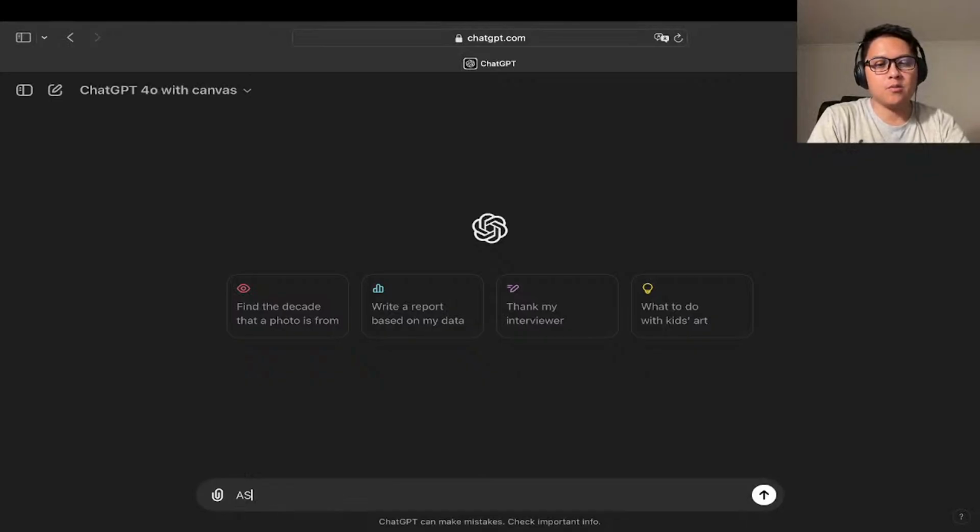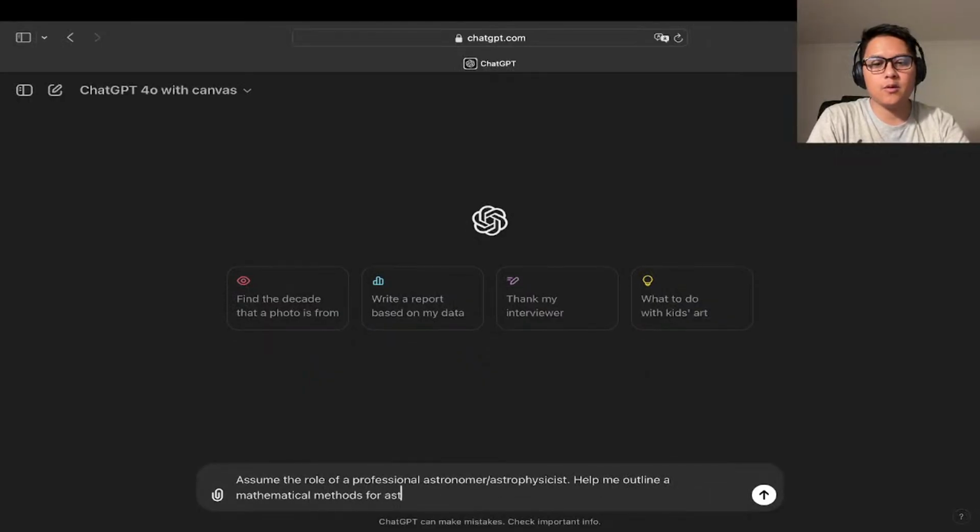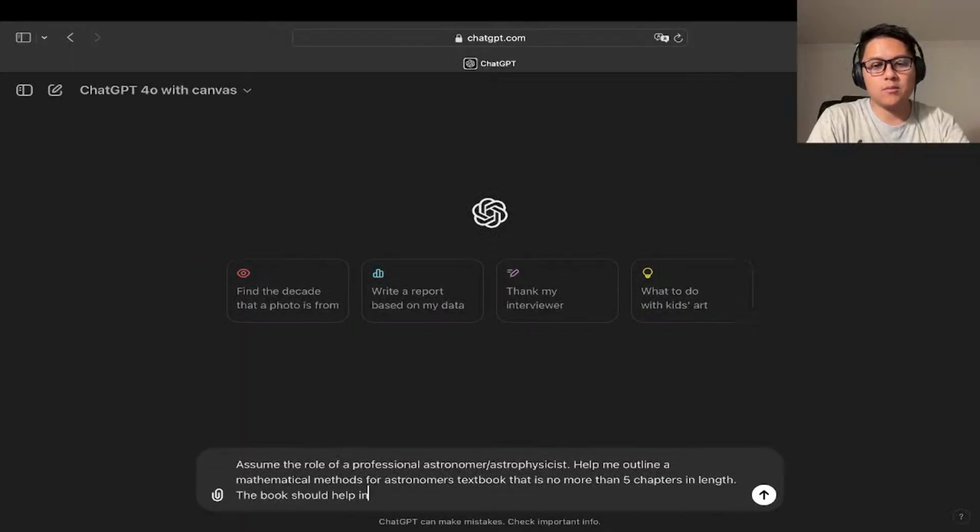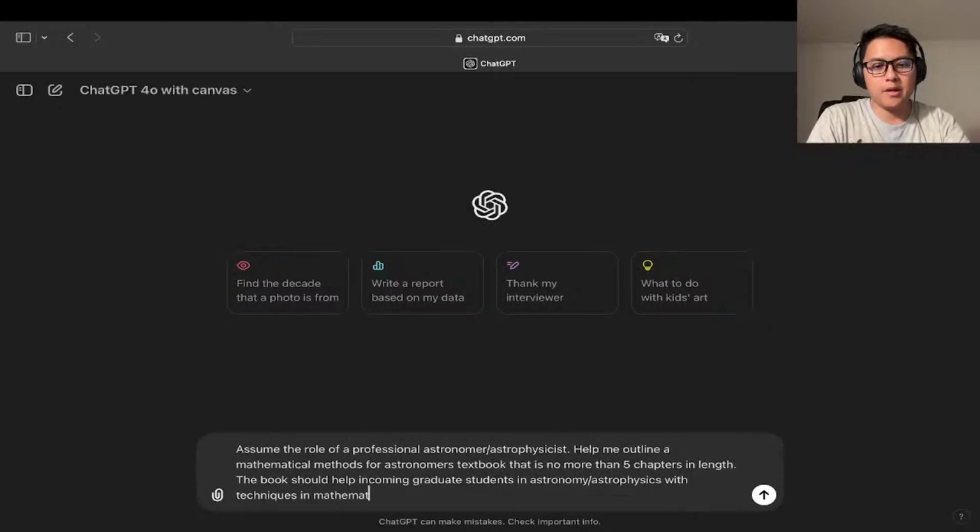Assume the role of a professional astronomer / astrophysicist. Help me outline a mathematical methods for astronomers textbook that is no more than, let's say, 5 chapters in length. The book should be for incoming graduate students in astronomy and astrophysics, with techniques in mathematical methods. Okay, let's just see here.